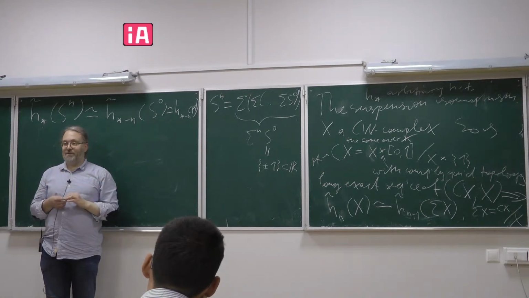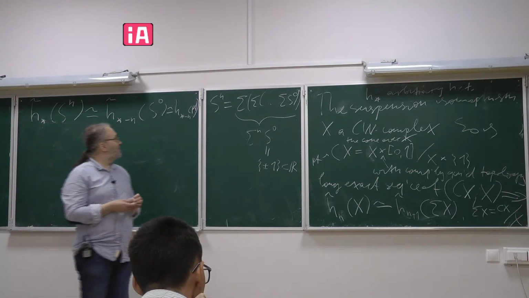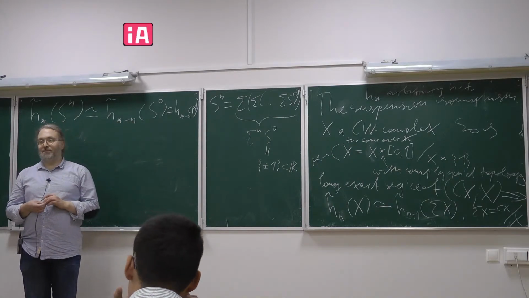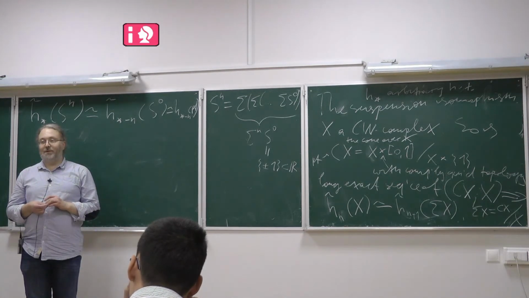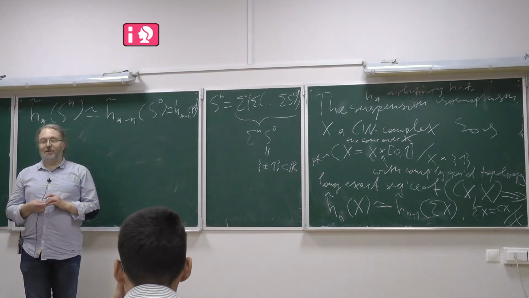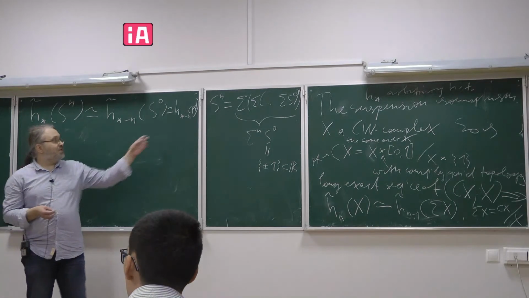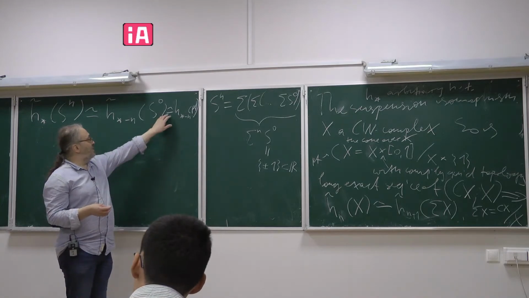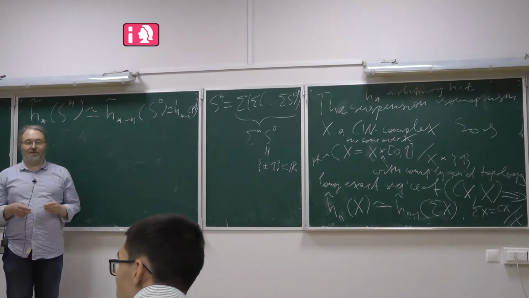Let's think. For the tilde, you just need to remove a point to get the ordinary homology. What's the question? Well, the question is, why do we have this isomorphism? No, this isomorphism. We have tilde on... right.